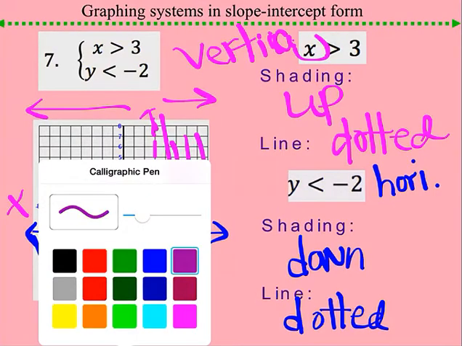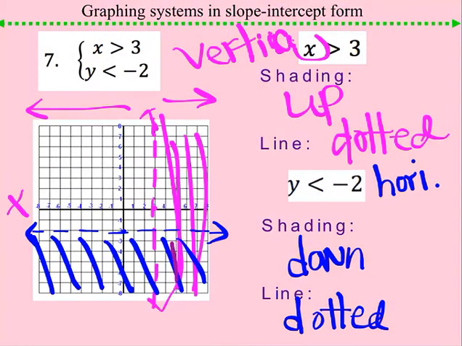The last thing I need to do is make it really obvious where my shading overlaps, and that's going to be right there in that bottom corner.